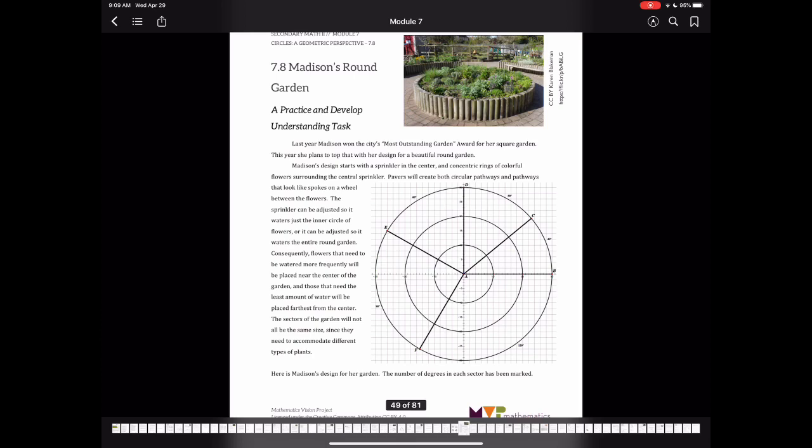Consequently, the flowers that need to be watered more frequently will be placed near the center of the garden, and those that need the least amount of water will be placed farthest from the center. The sectors of the garden will not all be the same size, since they need to accommodate different types of plants. Here's Madison's design for the garden. The number of degrees in each sector has been marked.